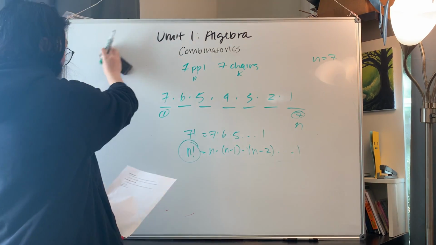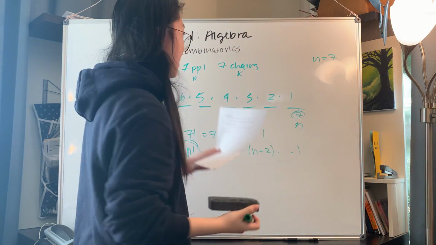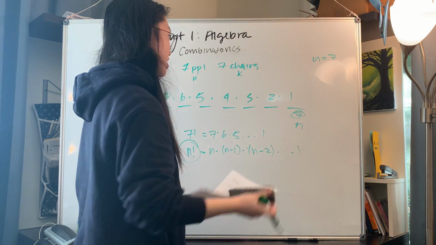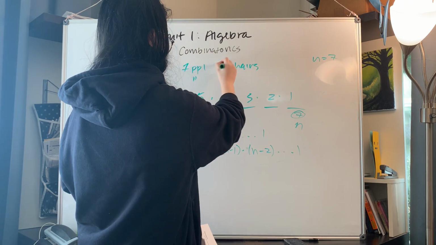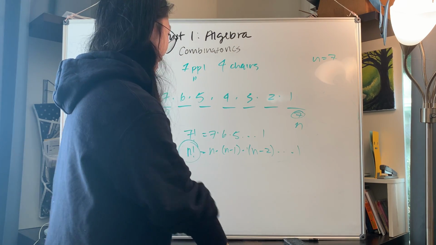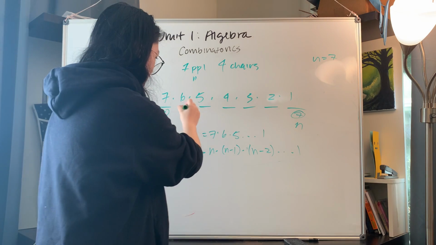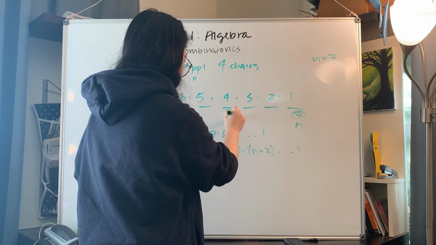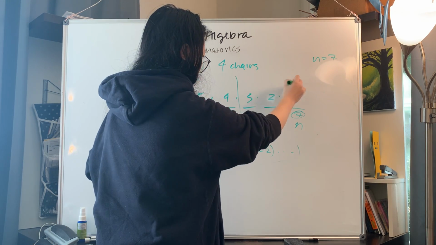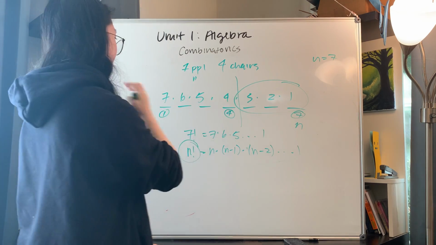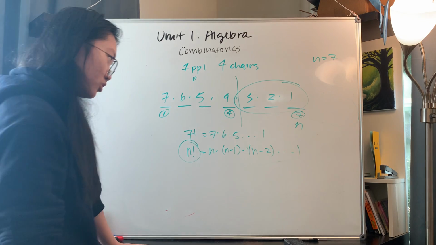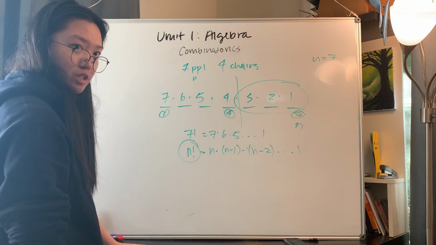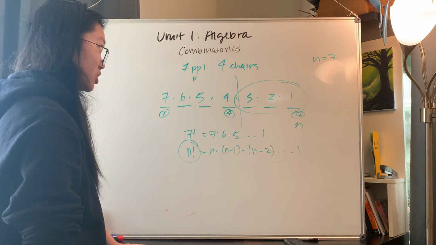So I'll do another example, but instead of having 7 people in 7 chairs, I'm going to say that k is equal to 4 chairs. So if we want to do that, well, 1, 2, 3, 4, we want to stop right here. We don't need this part right here. We're going to stop right here. We're only going to do 7 times 6 times 5 times 4. And so how do we do that with just variables? With just n and k?